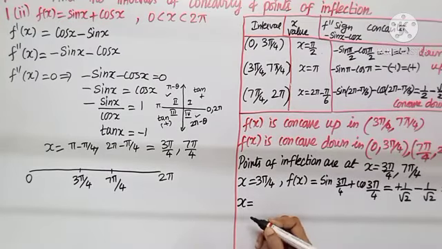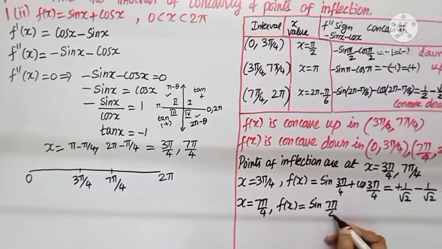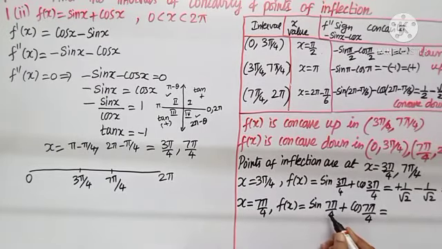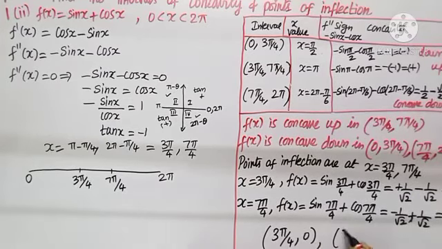When x is equal to 7 pi by 4, f of x is equal to sine 7 pi by 4 plus cos 7 pi by 4. This is in fourth quadrant, sine negative. So my answer is minus 1 by root 2. This is in fourth quadrant, cos is positive. So my answer is plus 1 by root 2. Again the answer is 0. So we get the points of inflection 3 pi by 4, 0 and 7 pi by 4, 0.